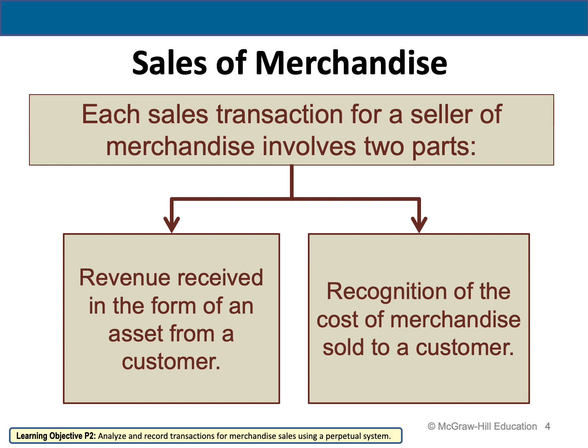Previously, we learned in the first part of the chapter how to record the purchases of the merchandise. Now, in part 2, we're going to learn how to prepare the journal entry for the sales of merchandise.